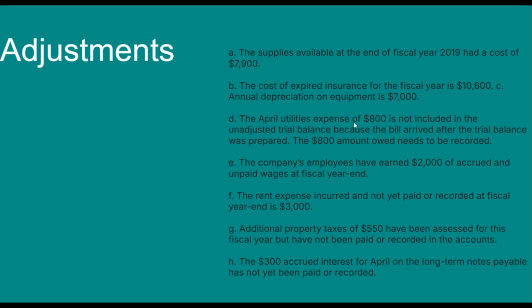The April utilities expense of 800 is not included in the unadjusted trial balance because the bill arrived after the trial balance was prepared. The 800 amount owed needs to be recorded.